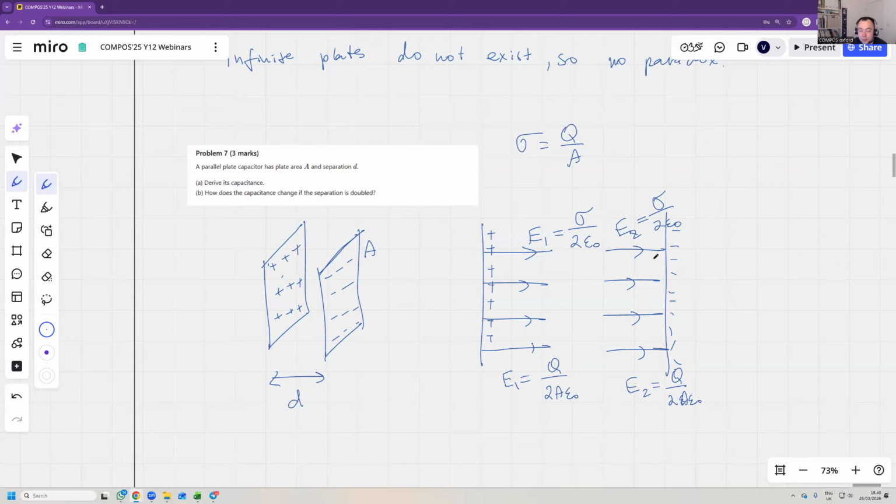Now, obviously this is negative charge and this is positive charge, but the fields are in the same direction. So we can just take modulus Q here. And we see that the two vectors are in the same direction. So the electric field is 2 modulus Q over 2A epsilon naught. So 2 cancels out. And we get the electric field, which is Q divided by A epsilon naught.